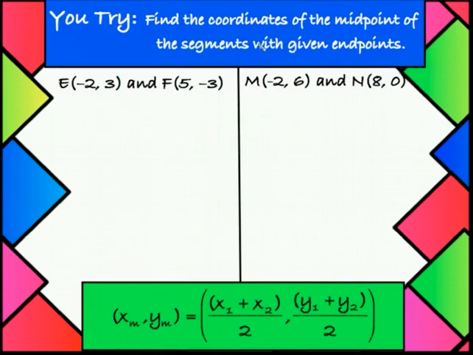So pause it and try these 2 examples. Midpoint formula is pretty straightforward. You just add them together, divide by 2, add them together, divide by 2. So see if you can get those.